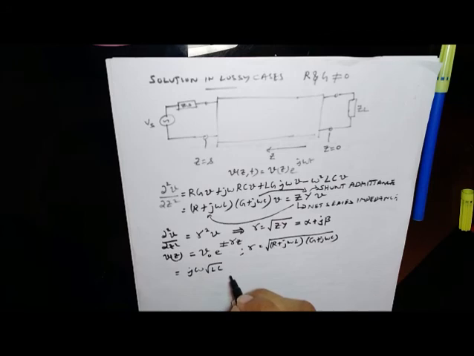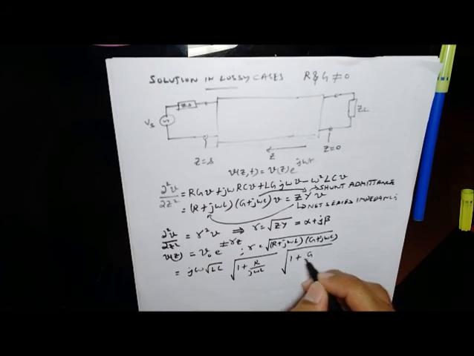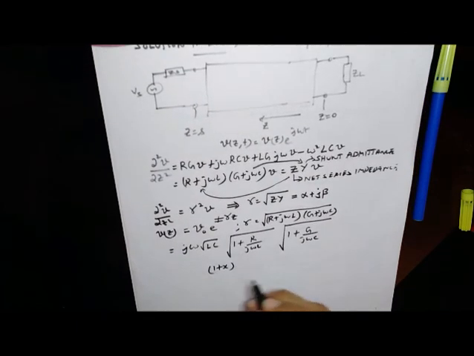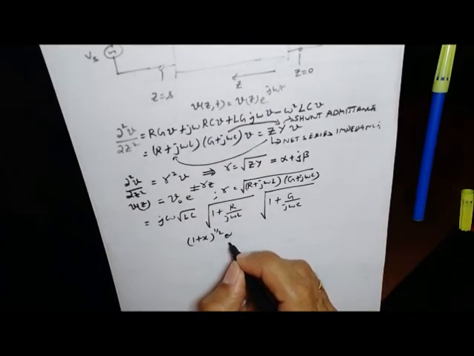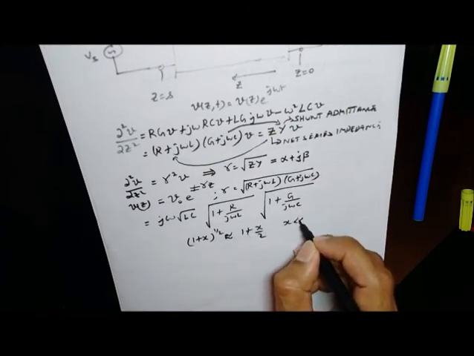And what remains in the square root, once I take this out, will be root of 1 plus R by j omega L into root of 1 plus G by j omega C. Now we can make use of the relation that root of 1 plus x, that is (1 plus x) raised to 1 by 2, is approximately equal to 1 plus x by 2 when x is much smaller than 1.